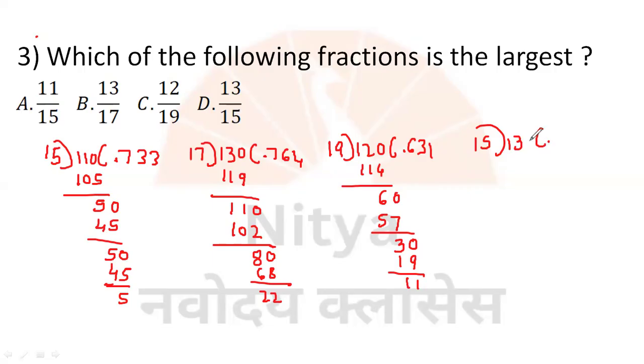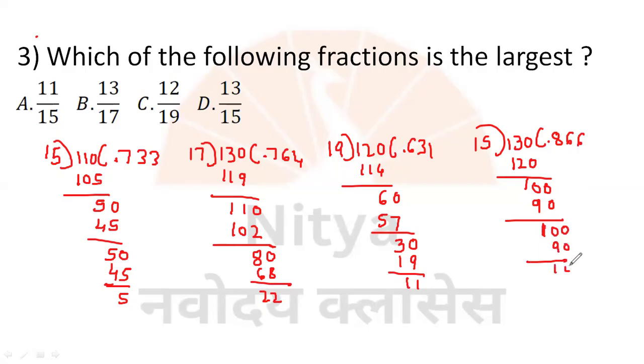So 13 is smaller than 15, so you have to take a point and 0. 15 8s are 120. 130 minus 120 is 10. Again take a 0. 15 6s are 90. 100 minus 90 is 10. Again take a 0. Again that continues, 6 6 6.